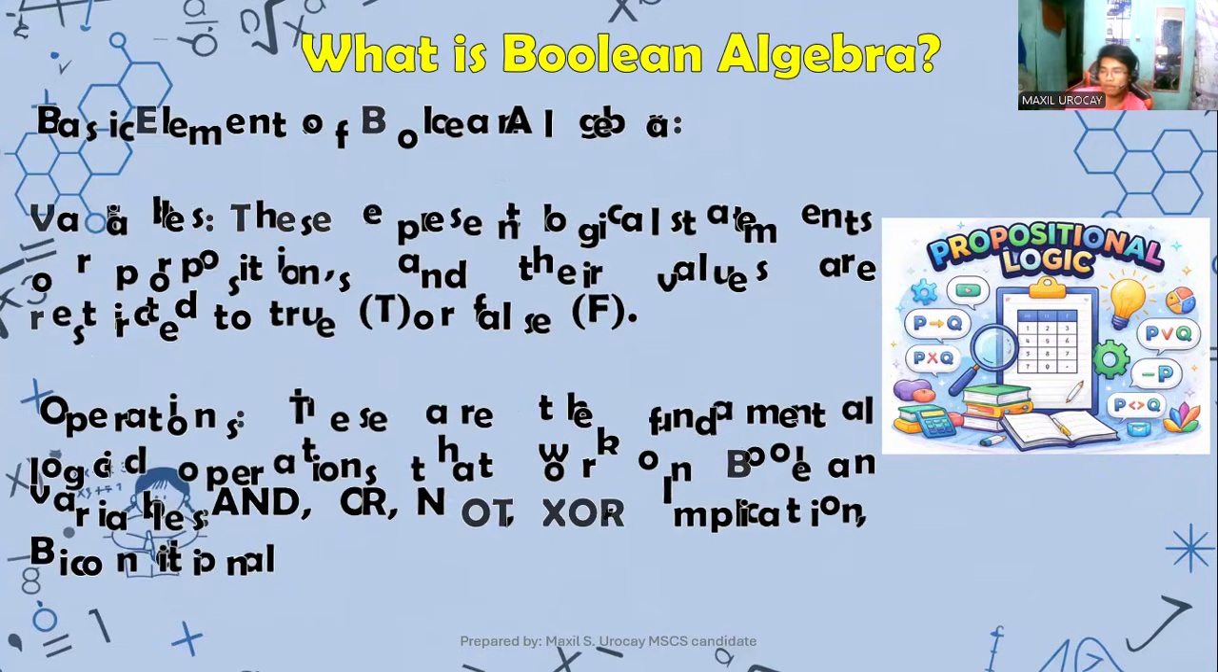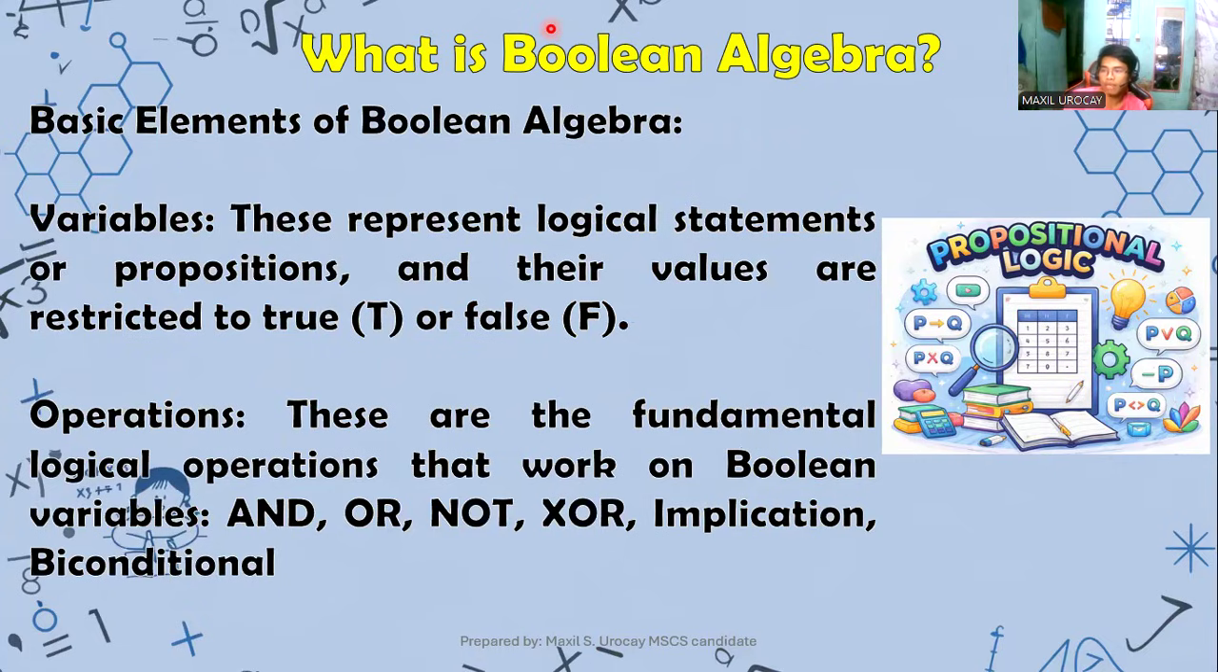Now, what is Boolean algebra? For the basic elements of Boolean algebra, the variables represent logical statements or propositions, and their values are restricted to true or false. And their operations are the fundamental logical operations that work on Boolean variables, like AND, OR, NOT, XOR, and so on and so forth.